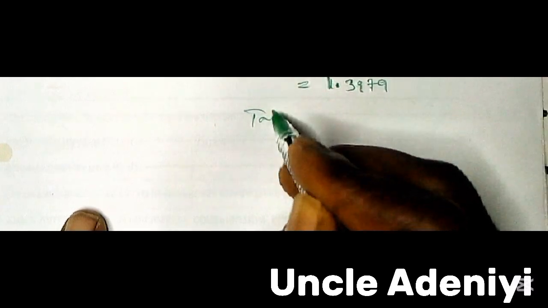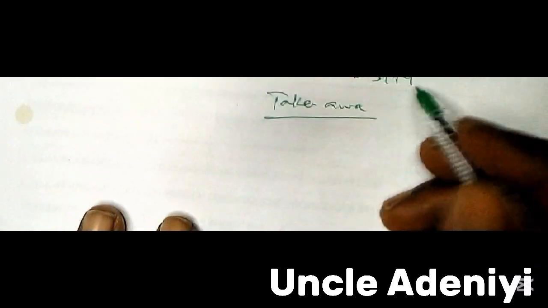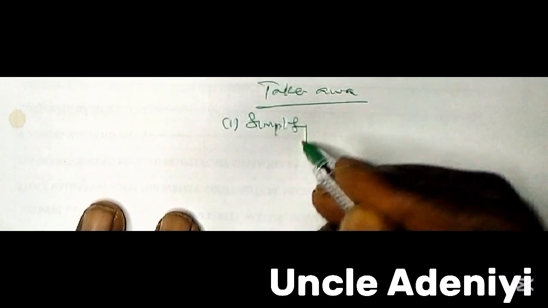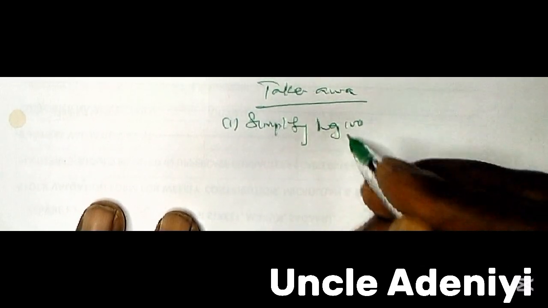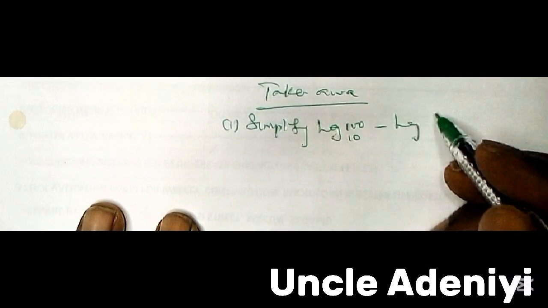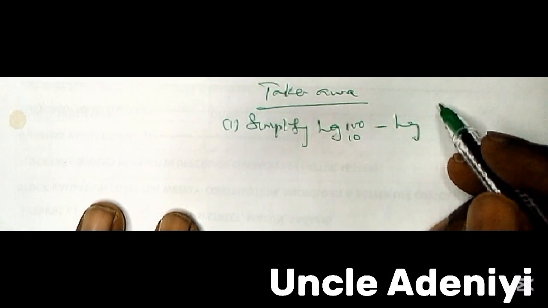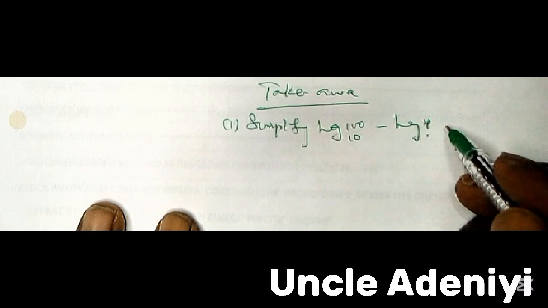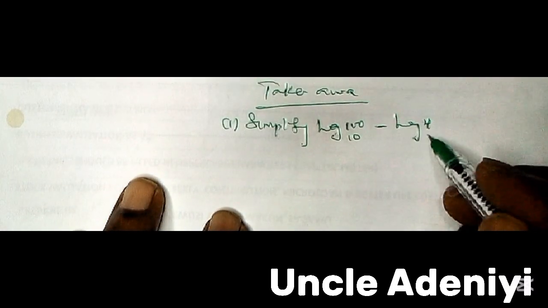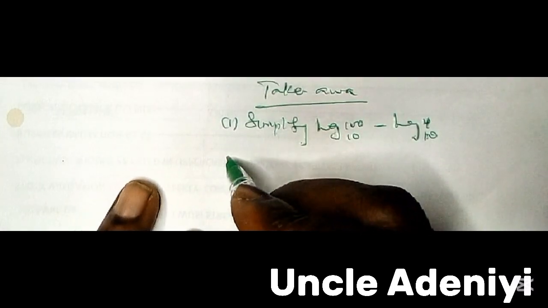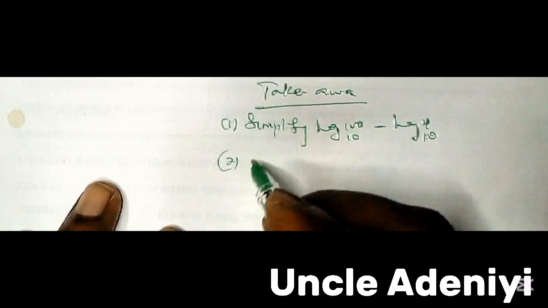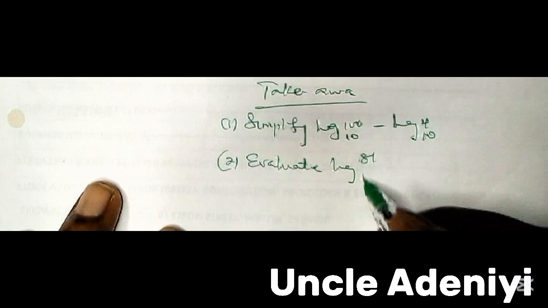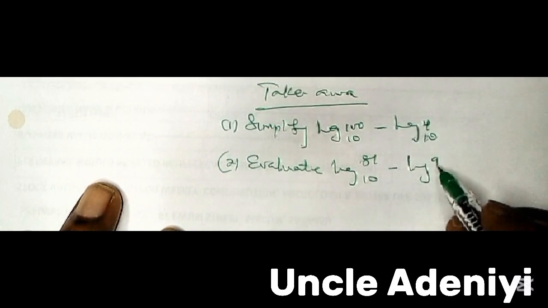Let me give you a takeaway. Now, the first question says simplify log 100 base 10 minus log 4 base 10. Do you understand? And the second question says evaluate log 81 base 10 minus log 9 base 10.